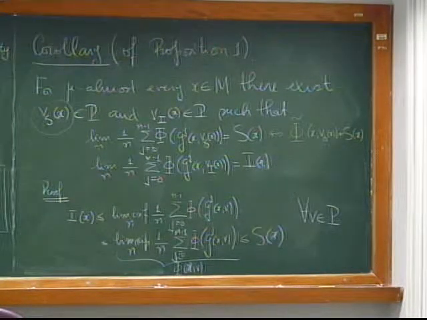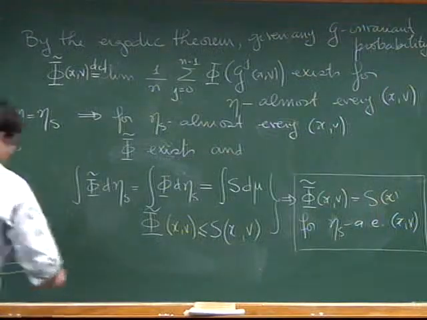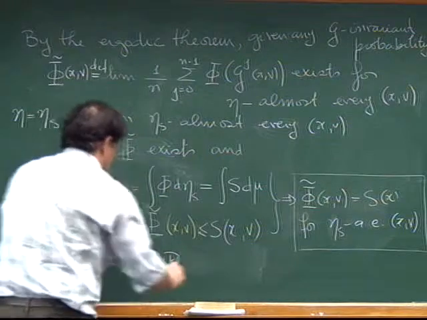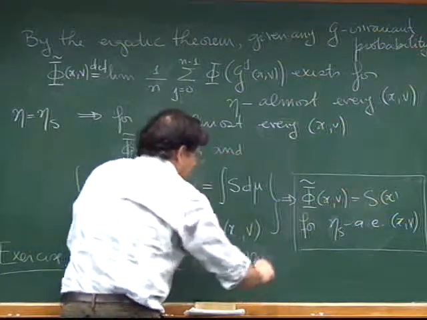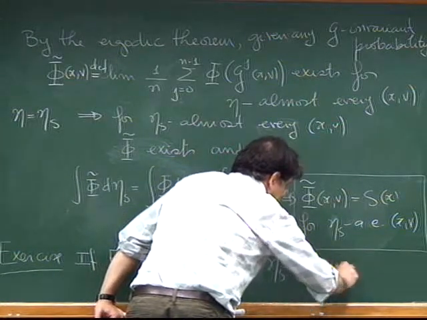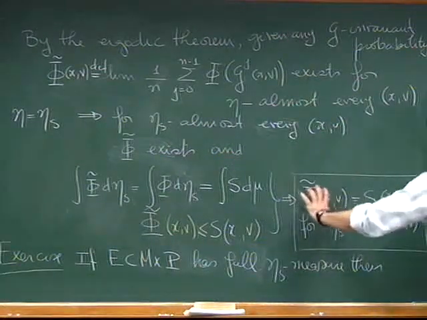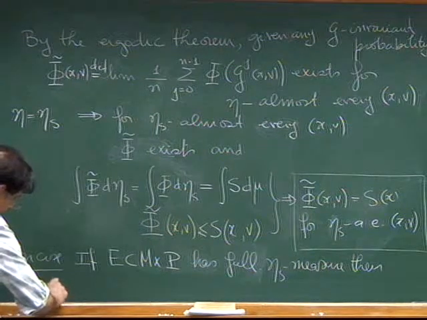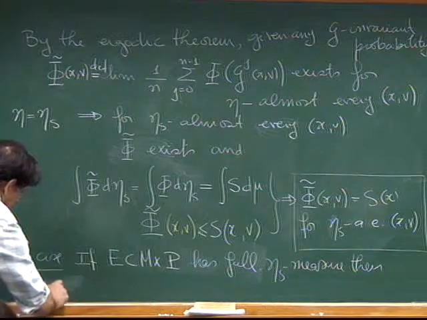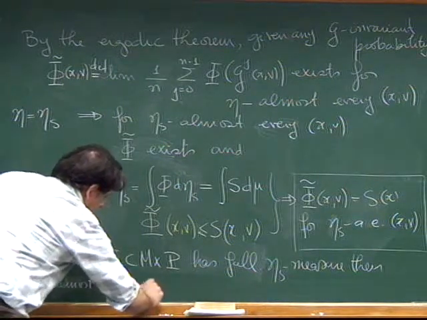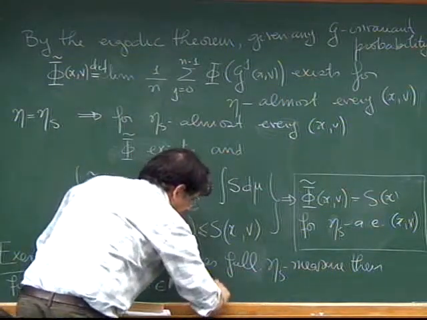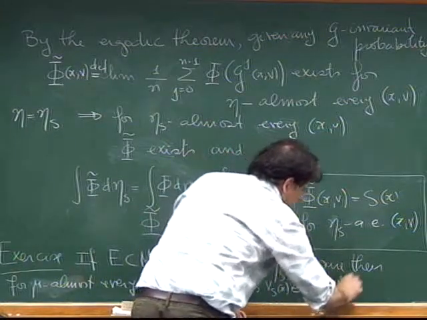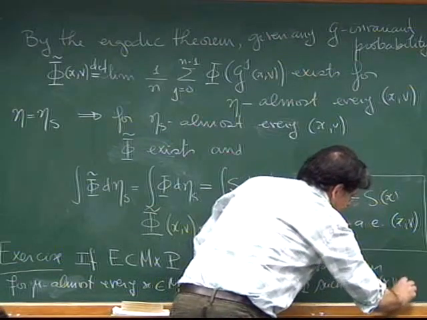So, exercise. If a set E has full eta S measure, which is precisely what I proved here, the set of points where this equality holds has full measure, then for mu almost every x in M, there exists some vs of x in P such that x, vs of x belongs to E.